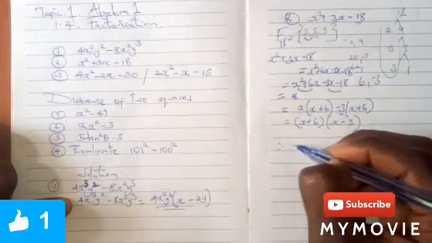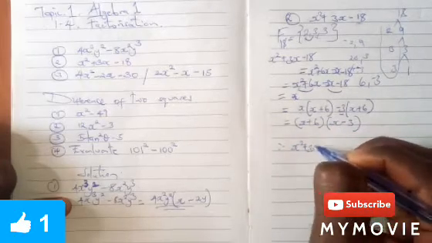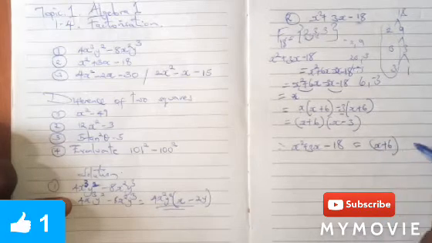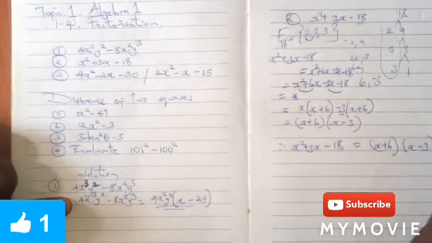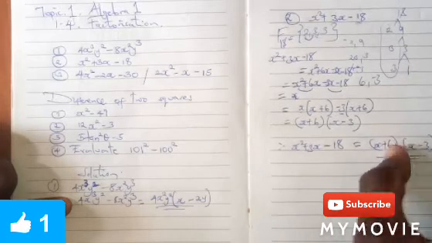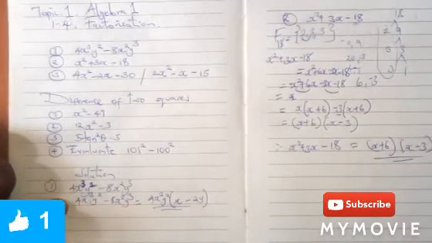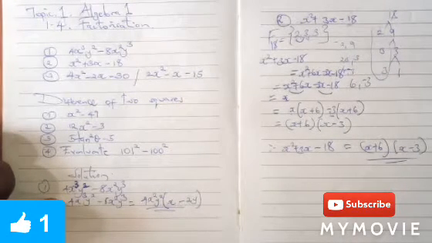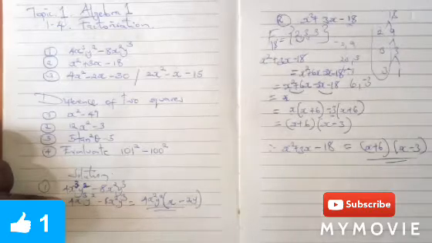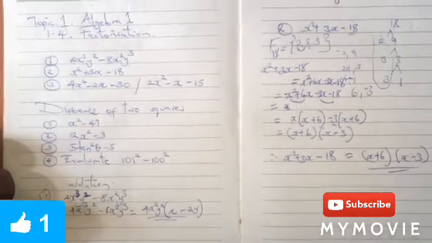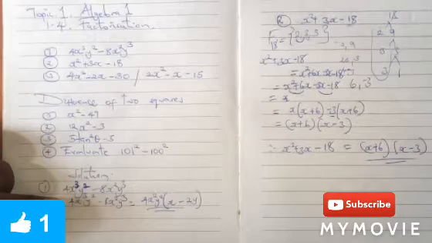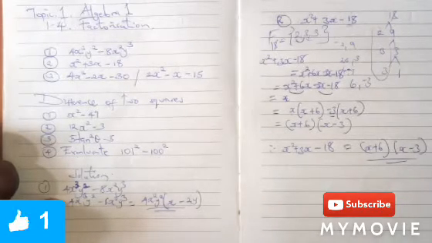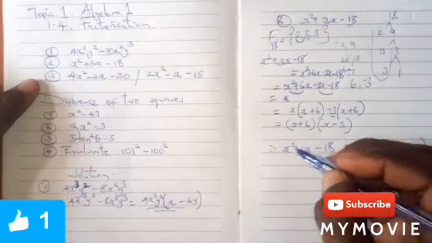Therefore, when we factorize x squared plus 3x minus 18, we end up with x plus 6 and x minus 3. So these are the factors of that quadratic expression. Okay, so hope we get that clearly. The next thing we're going to try to see is an expression whereby the coefficient of the x squared term is not 1. So that takes us to number 3.